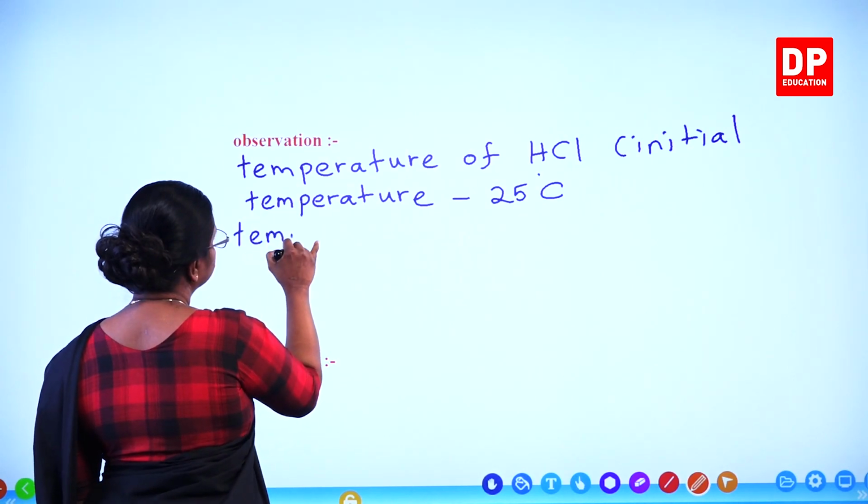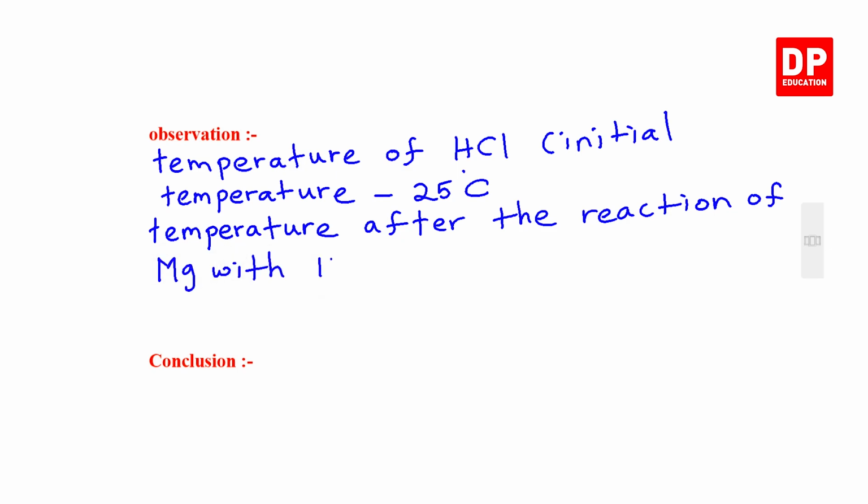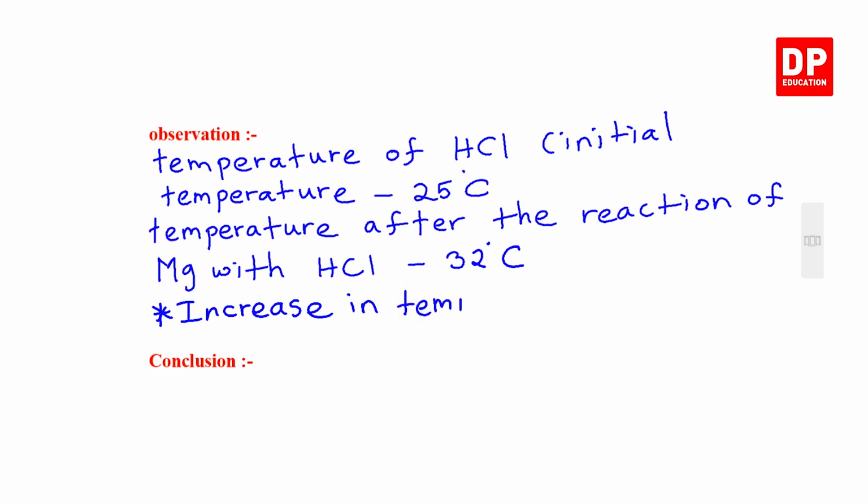Then the temperature after the reaction of magnesium with HCl, that was 32 degrees Celsius. Is that okay, students? So what happened here? There was an increase in temperature. That is the important one. So there was an increase in temperature.